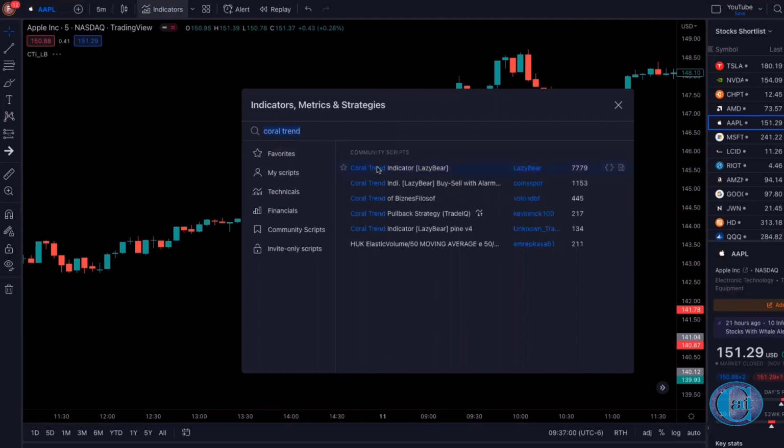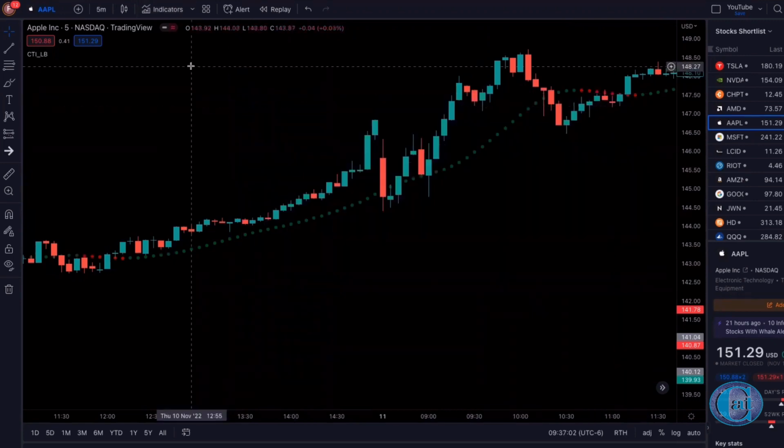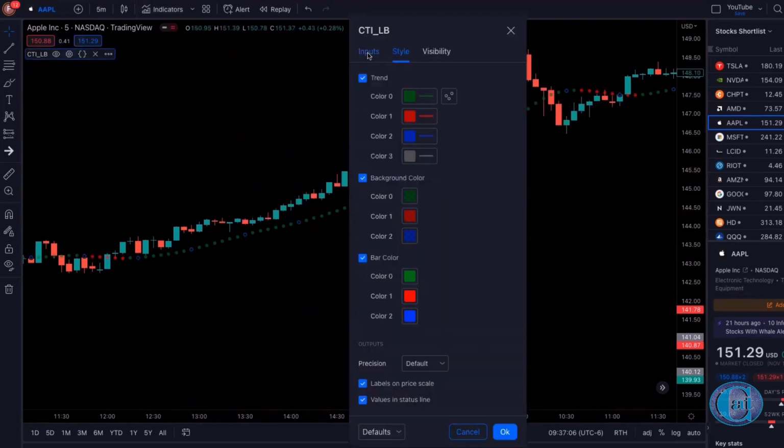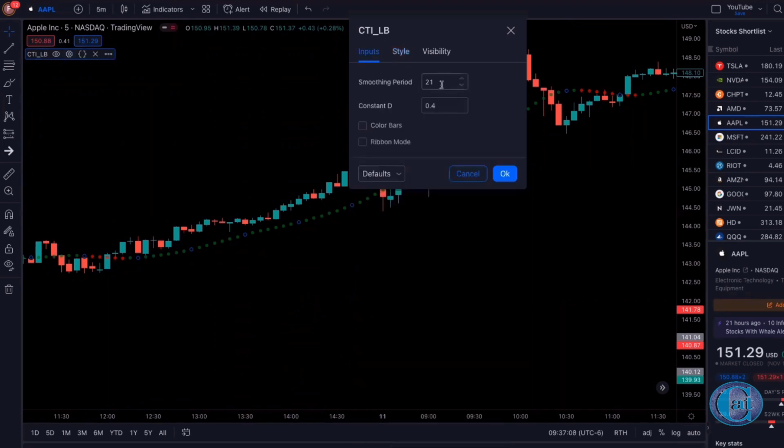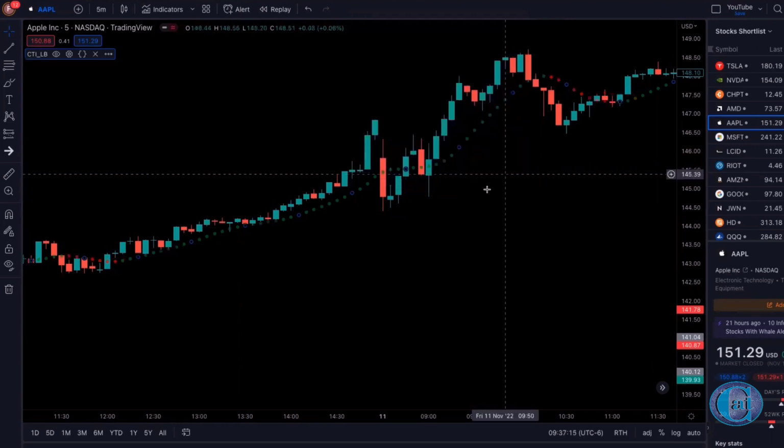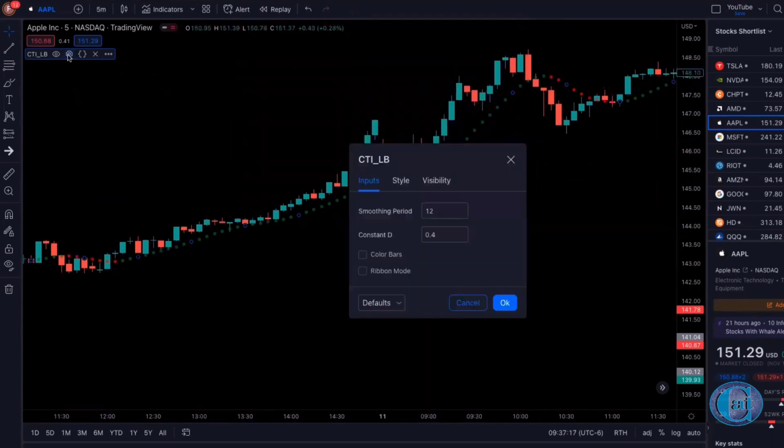Okay. Add that. Let's make some changes to it before we add the second indicator. We're going to go into inputs. We're going to change the smoothing period from 21 to 12. We're going to leave everything else the same. Click OK. Just make sure. Yep, 12.